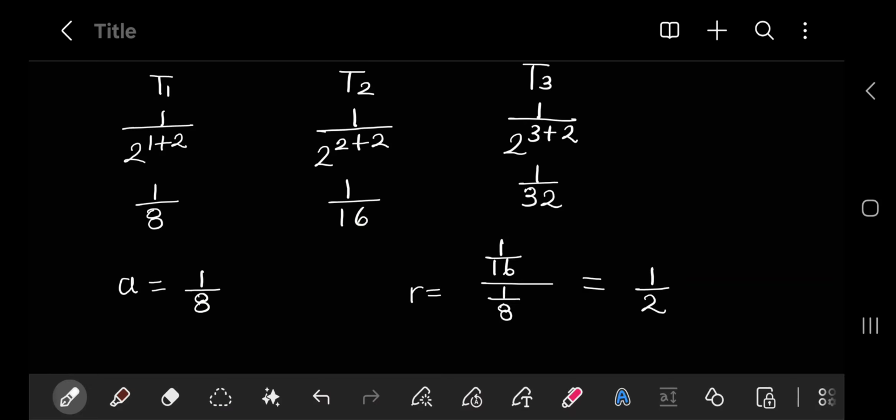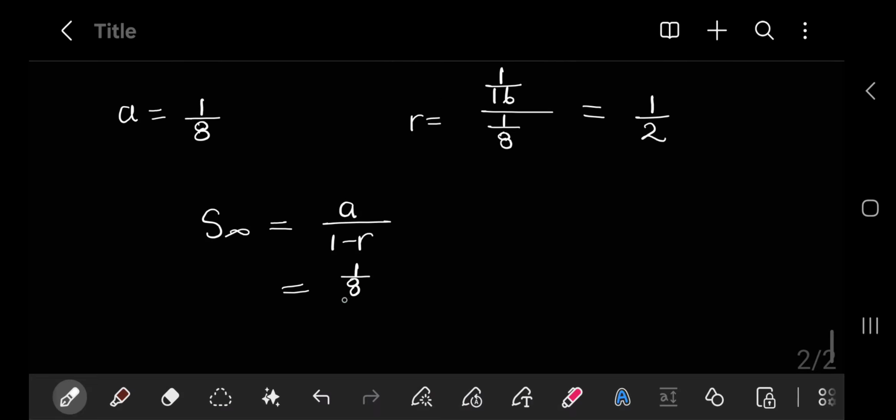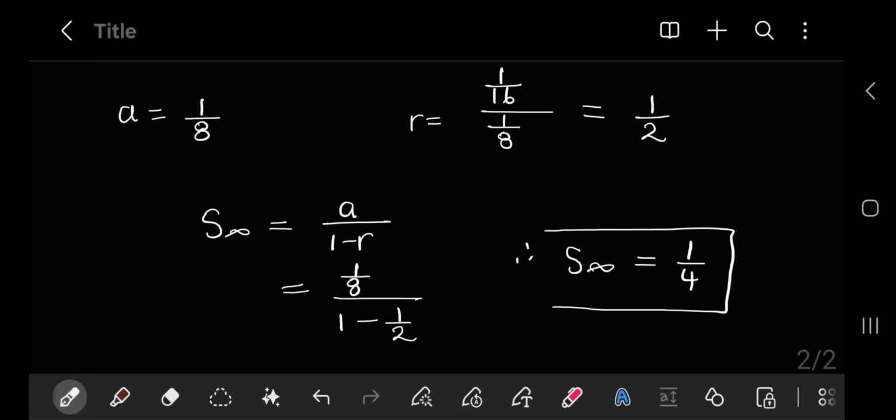Now, there's no need to calculate n because we are working with a sum to infinity. So the next step is to write out the formula, which is a over 1 minus r. Substitute what we have. And when you put that on your calculator, your sum to infinity is going to be 1 over 4.